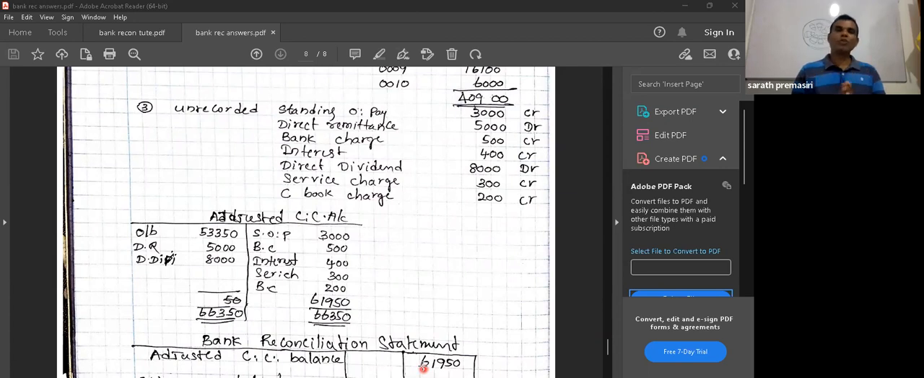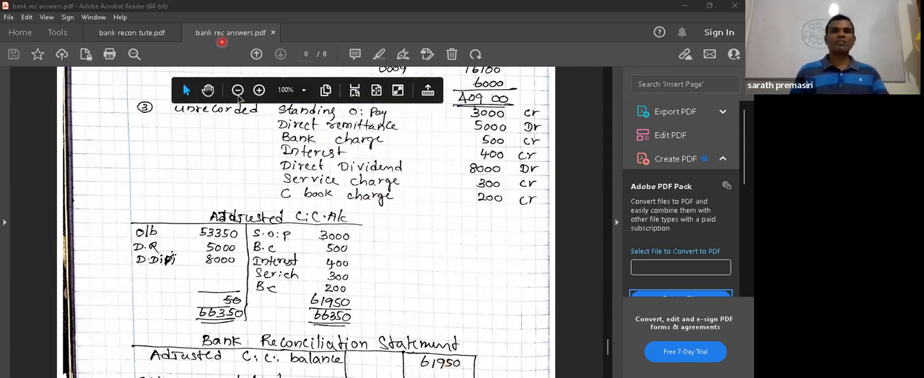I'm going to give you 5 minutes to complete the bank reconciliation statement. Now start preparing it within 5 minutes.